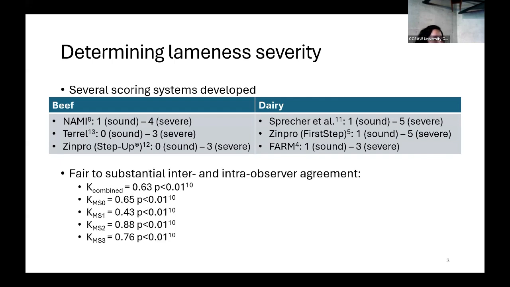As you can see here, these are the results from our kappas that we did in the study, and you can see that we had sometimes fair, sometimes moderate or substantial agreement, depending on the mobility score that we are giving, right?